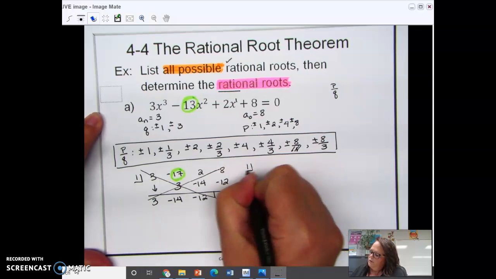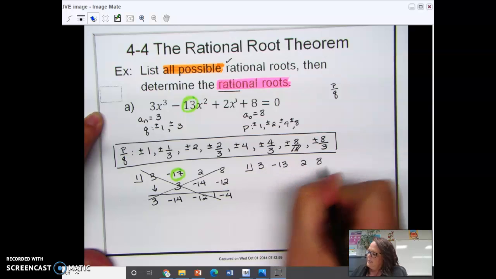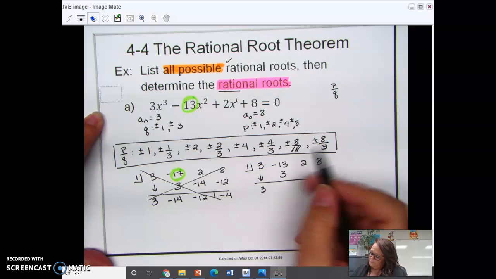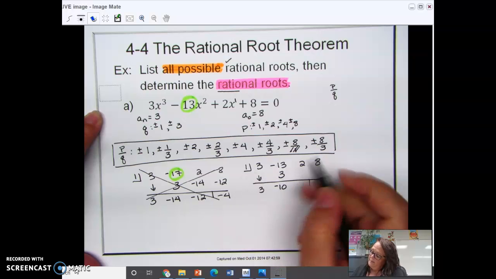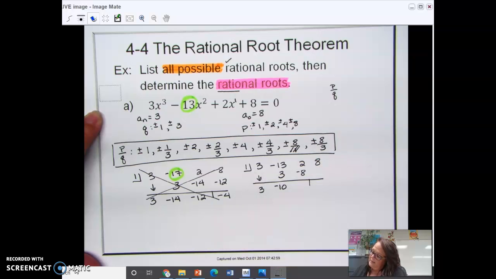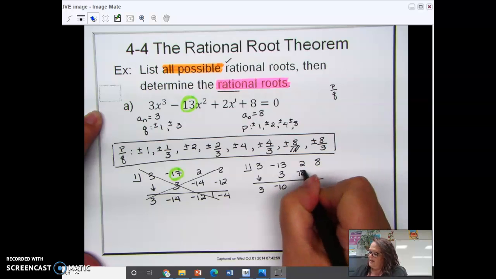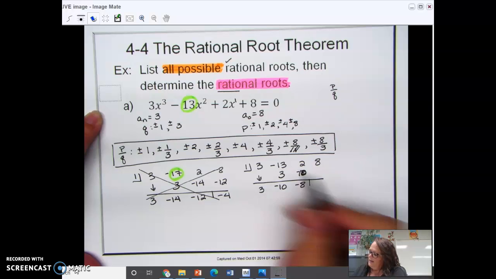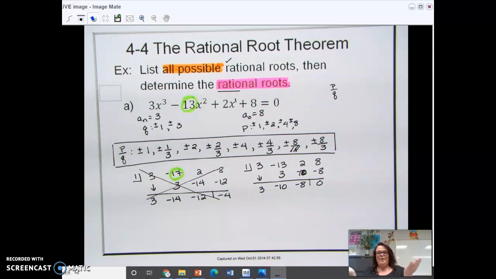So if I put 1 in the corner and I have 3, negative 13, 2, and 8, then let's see what actually happens. So we've got 3. 1 times 3 is 3. Negative 13 and 3 makes negative 10. 1 times negative 10 is negative 10. And 2 plus negative 10, sorry, got ahead of myself. Whew. All right, when I add that, I get negative 8. And then 1 times negative 8 is negative 8. And then this sum is 0. Oh my gosh, it's magic.